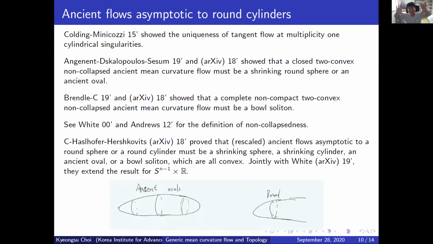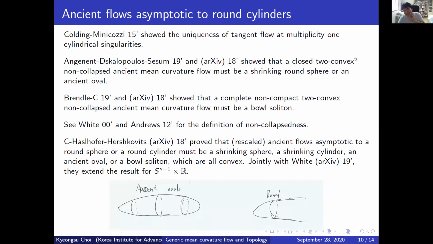So it may look like a cylinder, but rotating very, very slowly. That might be possible. So one first needs to show that the tangent flow must converge to a fixed static cylinder. This was solved by Colding-Minicozzi in 15. And then Angenent-Daskalopoulos-Sesum show that well, two-convex.